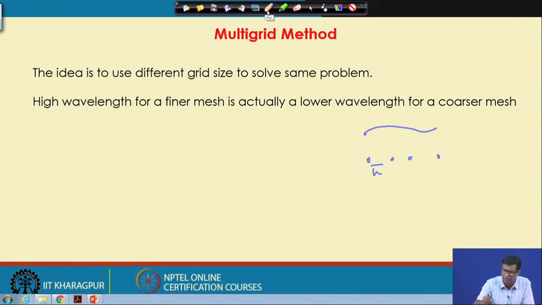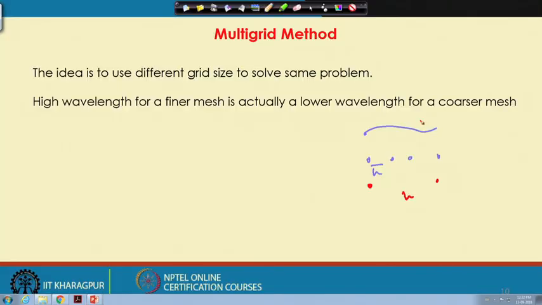But if I use a different mesh size, 1 and 2, and now this is my h, the wavelength is actually of the order of h. Earlier the wavelength was 3h, here the wavelength is h. So, a high wavelength solution for a finer mesh is actually a lower wavelength solution for a coarser mesh, and that is the trick to handle large matrices using the multigrid method.